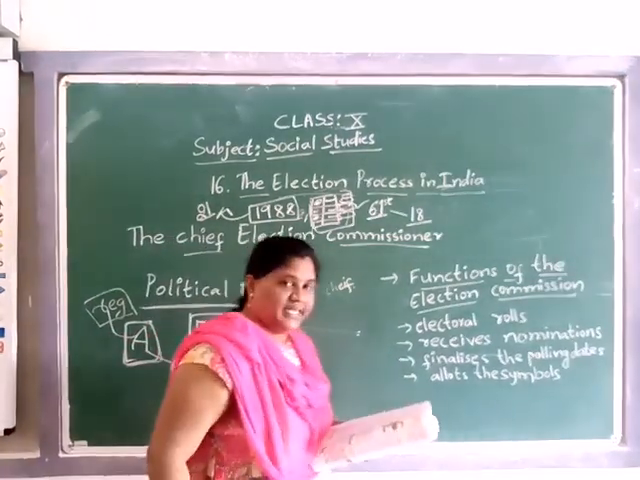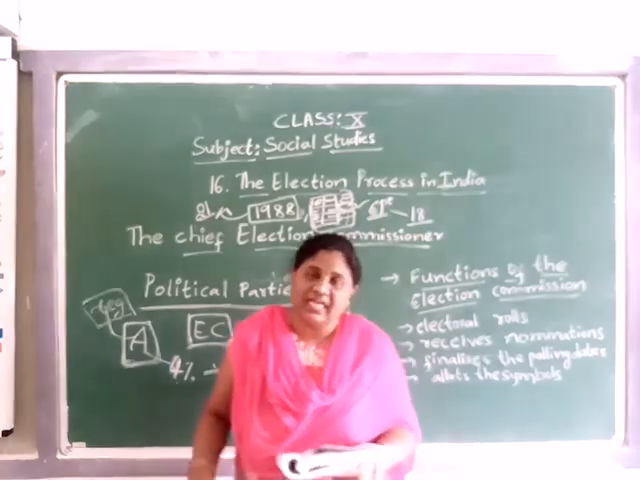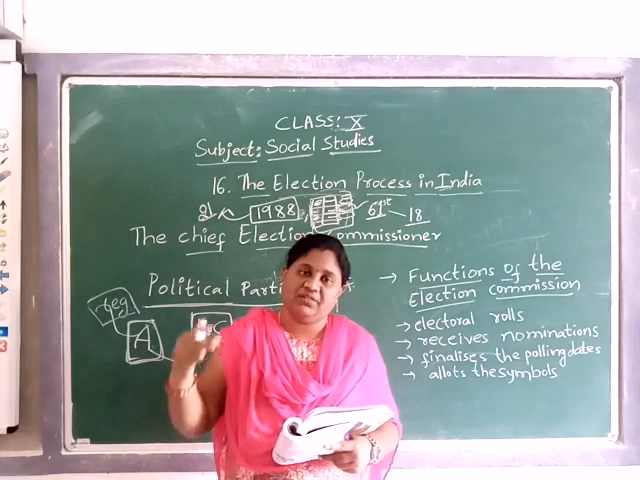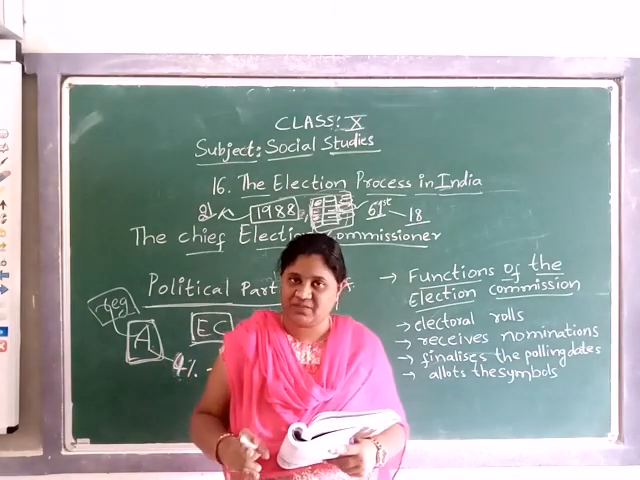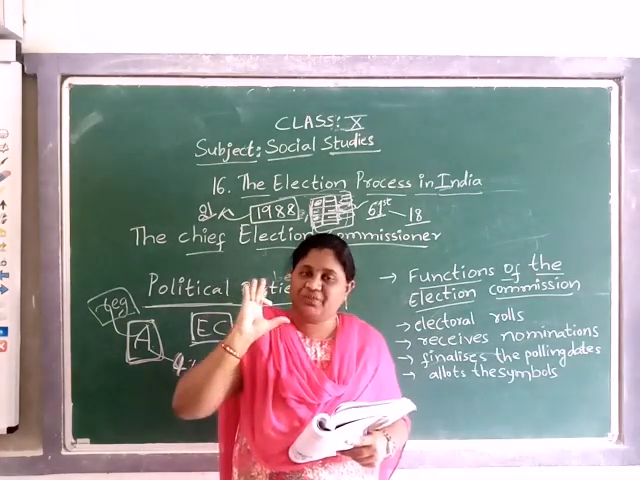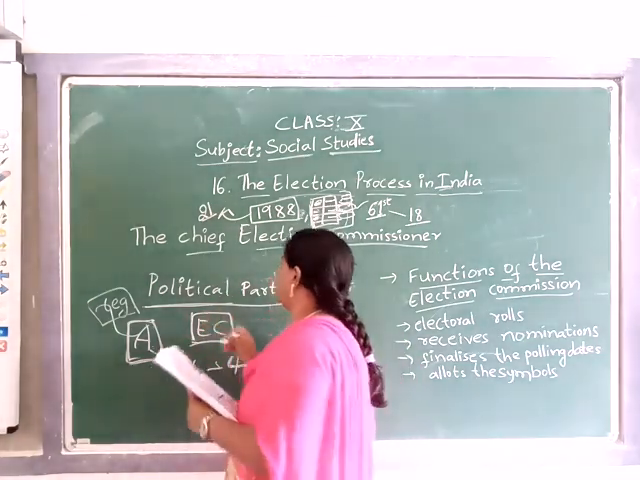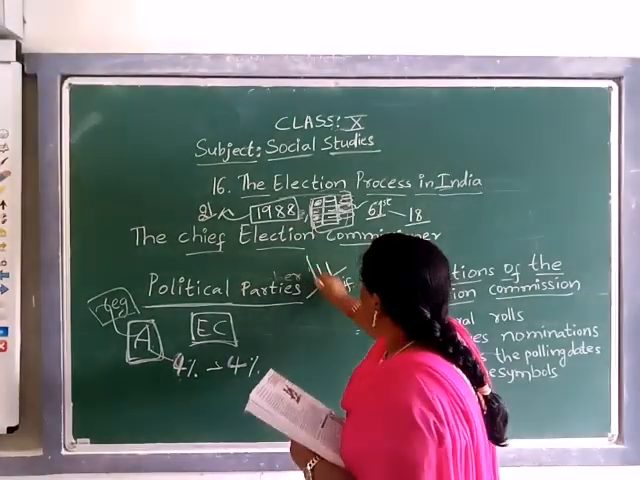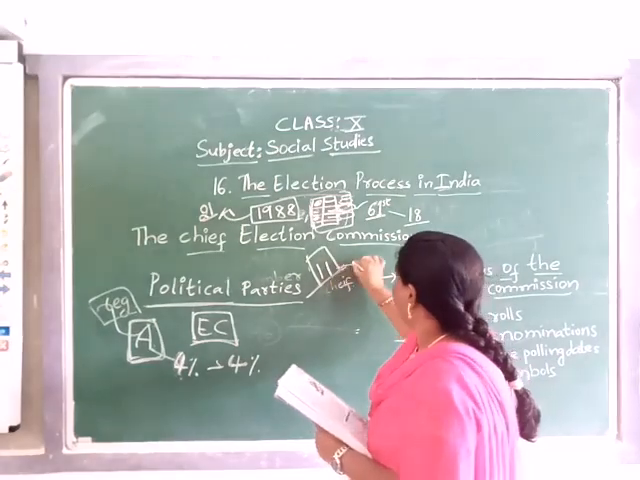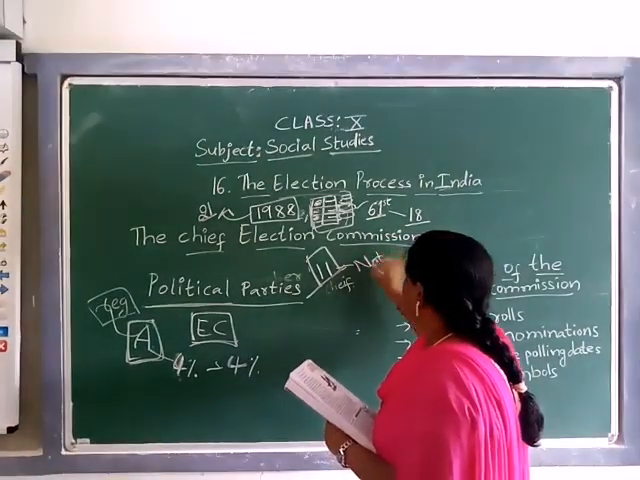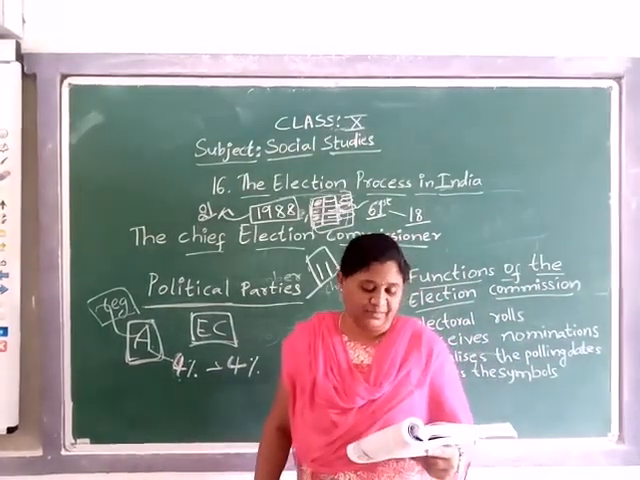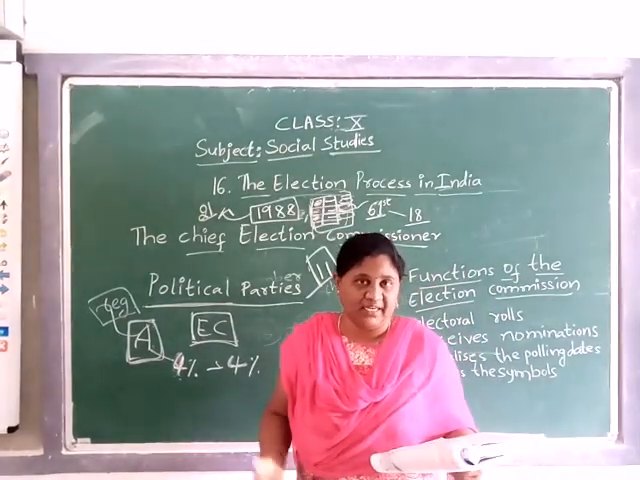See, the national party is what? That party can participate even in other states, not only one state. If a party participates in many states and has got more than 11 MP seats, that party is called a national party. Understood? I think you understand about the regional party and national party.